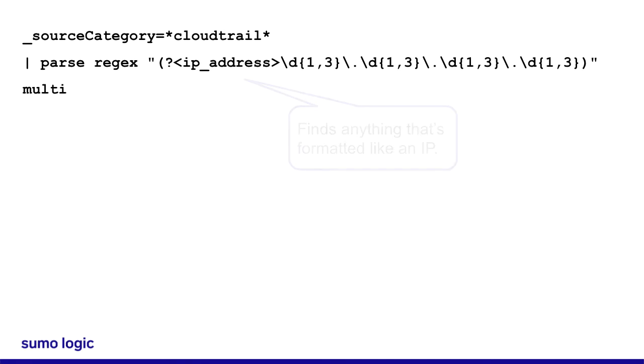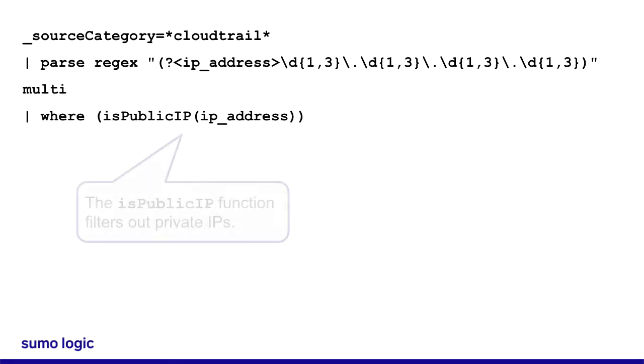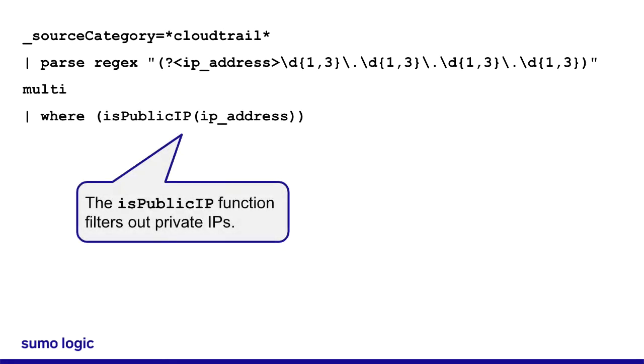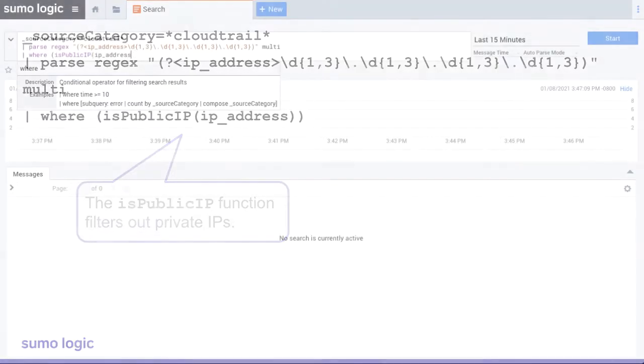And I only wanted the public IP addresses, so I added this where clause. That looks like a good start. Using that where clause will help improve the query's performance. Run it and let's see what we get.